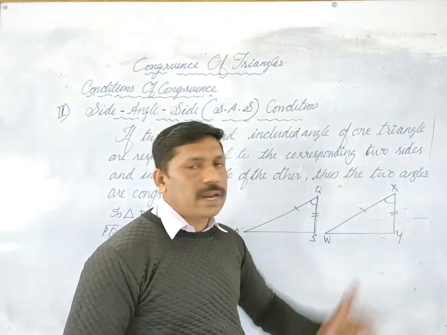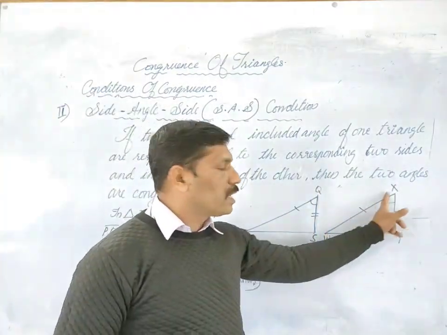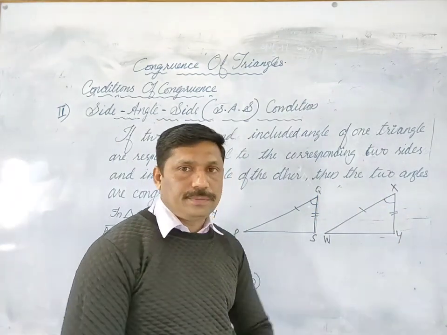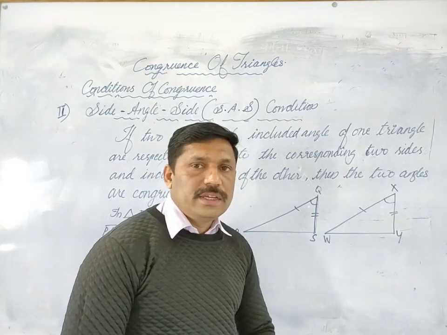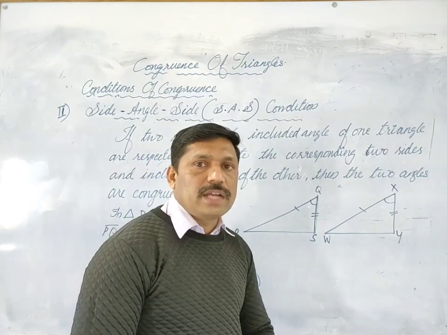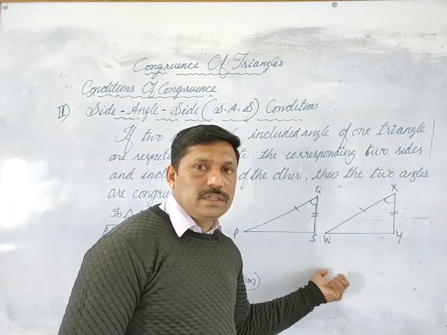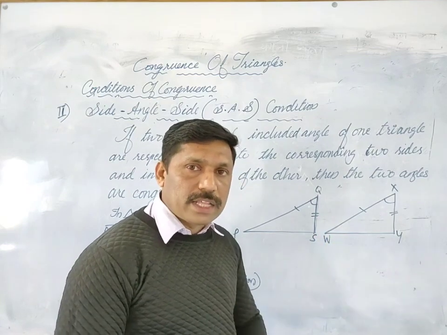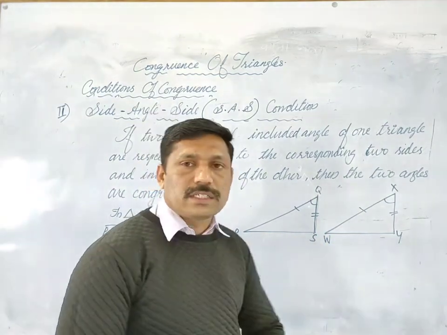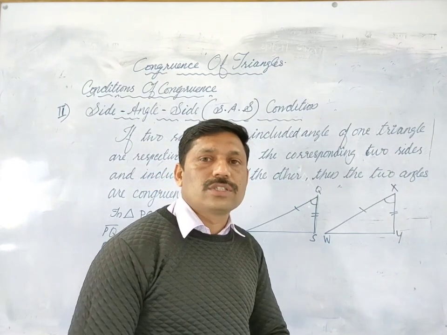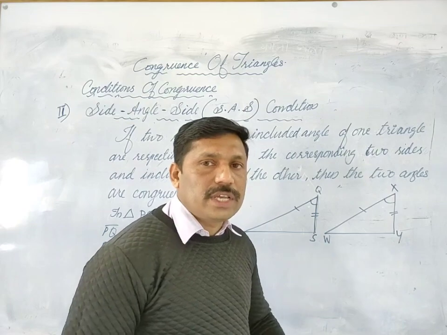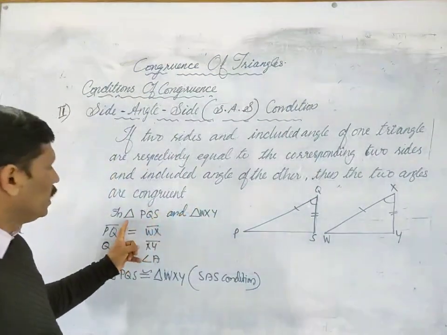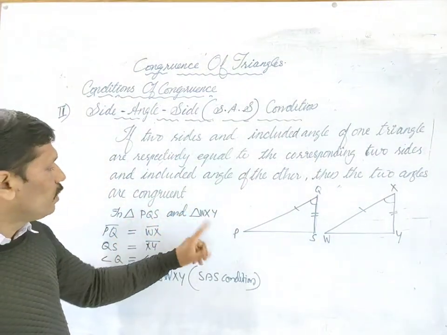That means Q and X are equal. Side PQ and side WX are equal, and side QS and side XY are equal. So in this way, if any two sides and included angle of one triangle are respectively equal to the two sides and included angle of another triangle, then these two triangles are congruent. And this condition of congruency is called the SAS condition of congruence of triangles. So the conditions are triangle PQS and triangle WXY.